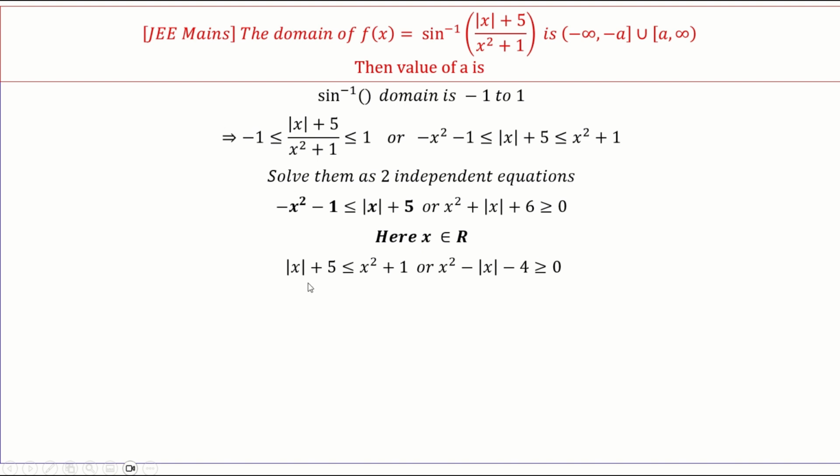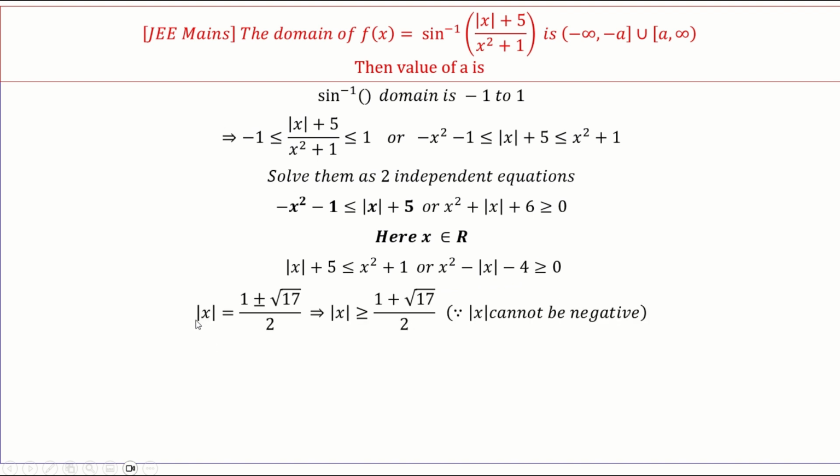Now you take the second inequality. Absolute x plus 5 is less than or equal to x square plus 1, or you can rewrite it as x square minus absolute x minus 4 is greater than or equal to 0. Here, if I apply the quadratic equation solution, I'll get absolute x equal to 1 plus or minus square root of 17 divided by 2. Out of that, I will ignore the minus, because absolute x is always positive. Correct? So 1 minus square root of 17 divided by 2 is a negative value, so I should not consider that.